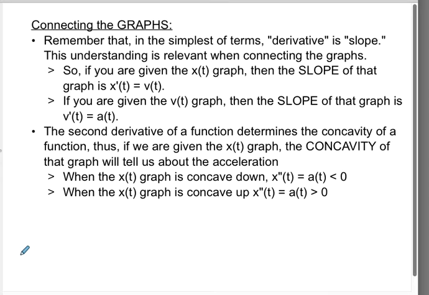So thus, if we're given the x of t graph, the concavity of that graph tells us about the second derivative or the acceleration. So when the x of t graph is concave down, x double prime of t, which is the same as a of t, is negative. When the graph is concave up, x double prime of t, which is the same as a of t, is positive. So we're going to walk through some problems that involve a graph.